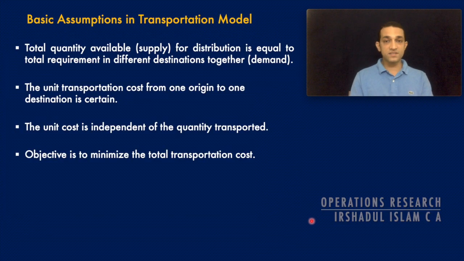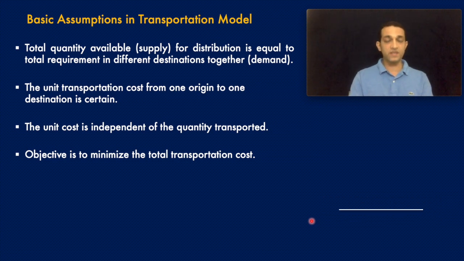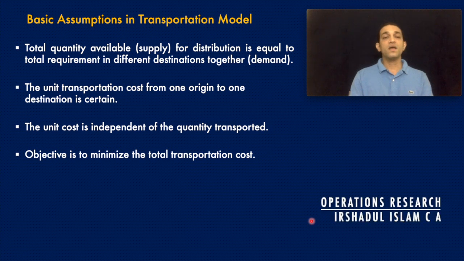Basic assumptions in transportation model. Total quantity available for distribution is equal to total requirement in different destinations together. Another point is that the unit transportation cost from one origin to one destination is certain. The unit cost is independent of the quantity transported, and our overall objective is to minimize the total transportation cost.